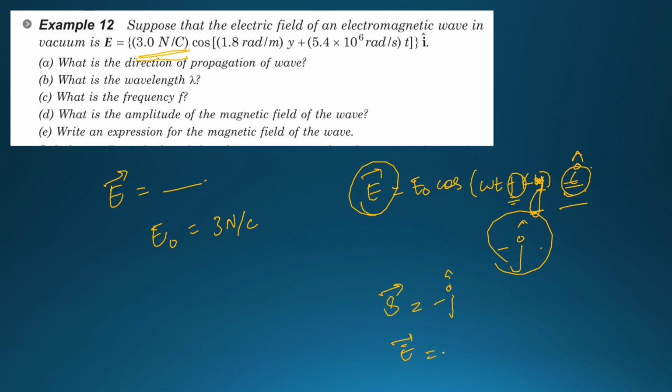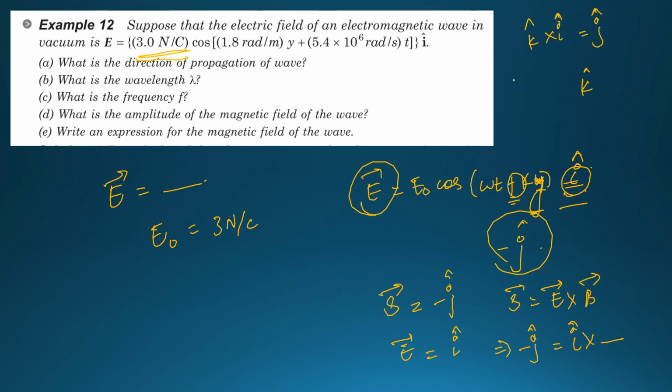E vector is along positive i cap. So we know S vector is equal to E cross B. S is your minus j, equal to i cap cross something. So what I will multiply on i to get minus j? It will be k, of course, because k cross i is actually j. So i cross k will be your minus j, right? So the direction of the magnetic field is along k cap.